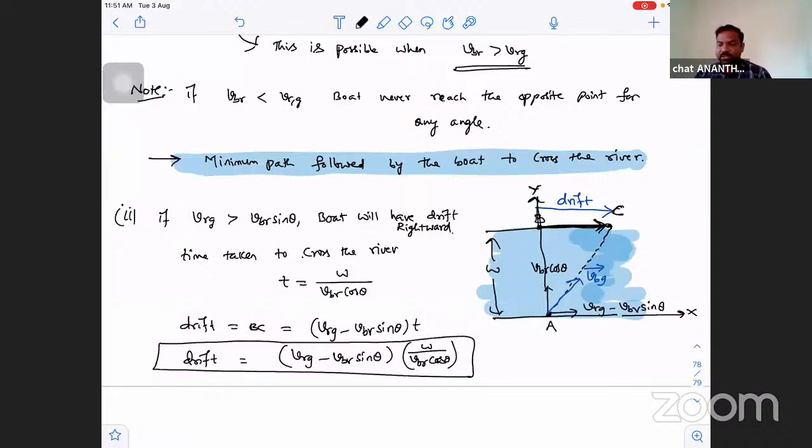So now you can write down case 3 also, everybody. When VRG is less than VBR sin theta, you can check what the condition is, where the boat will reach, what the time taken to cross the river is, and what the drift value is.